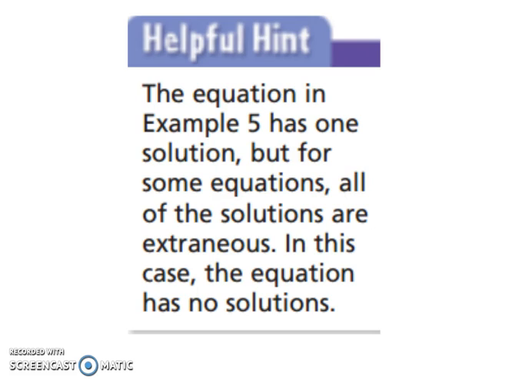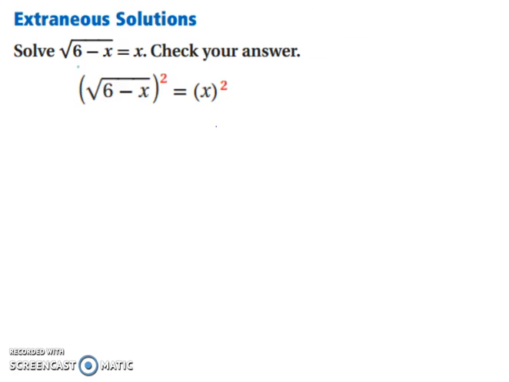Helpful hint. The equation in example 5 has one solution, but for some equations, all of the solutions are extraneous. In this case, the equation has no solutions. So we have the square root of 6 minus x equaling x. So we're going to square both sides and end up with 6 minus x equals x squared.